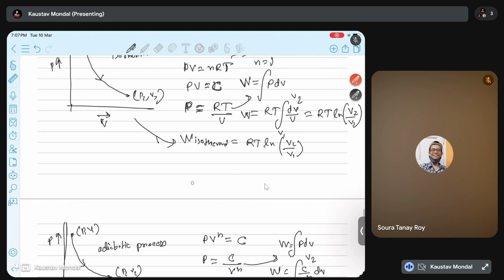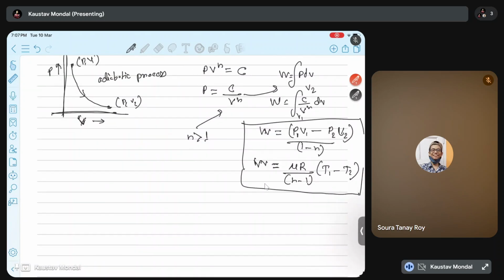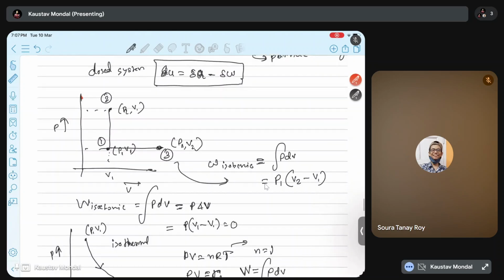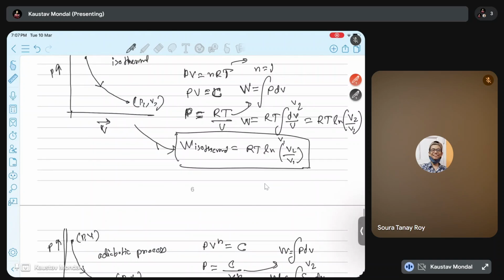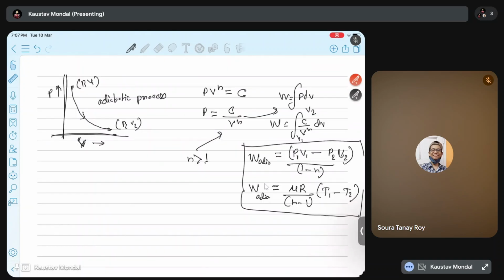So these formulas you have to remember, or you can derive them if you forget somehow. These are some necessary formulas for W. This is for isobaric, this is for isochoric, it's zero, this is for isothermal, and this is for adiabatic.